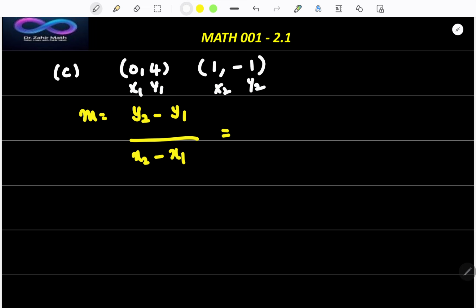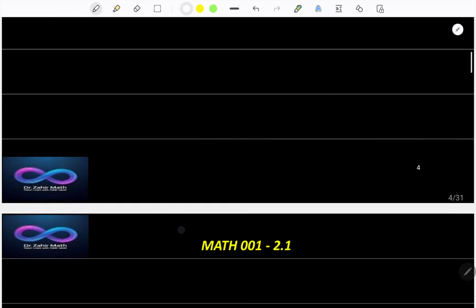y2 minus y1. What's your y2? Minus 1. What's your y1? 4, right? Minus 4, divided by 1 minus 0. So this is equal to what? Minus 5 divided by 1, which is equal to what? Negative 5 is the slope.